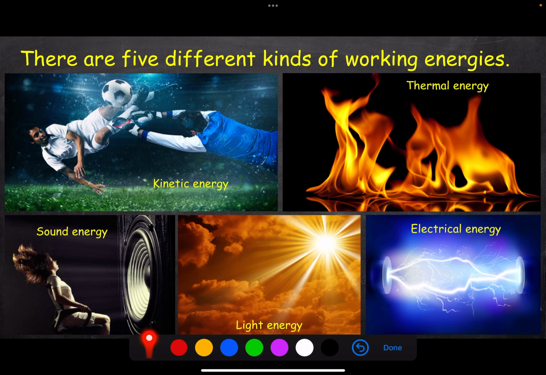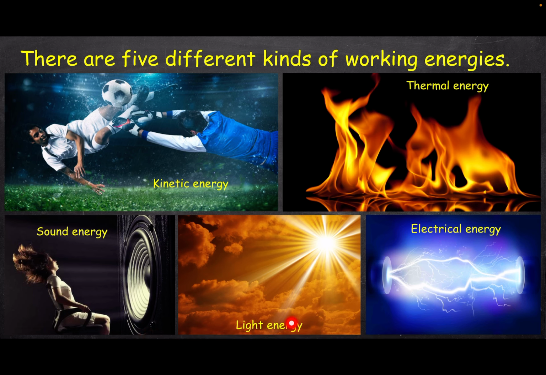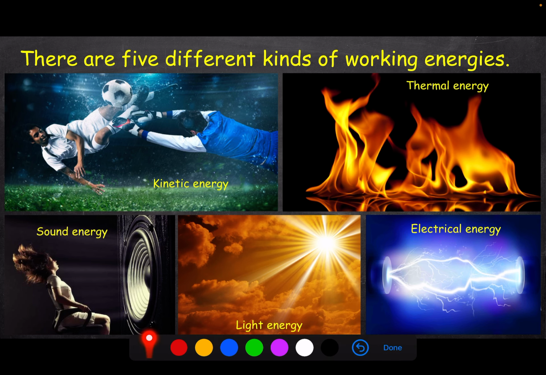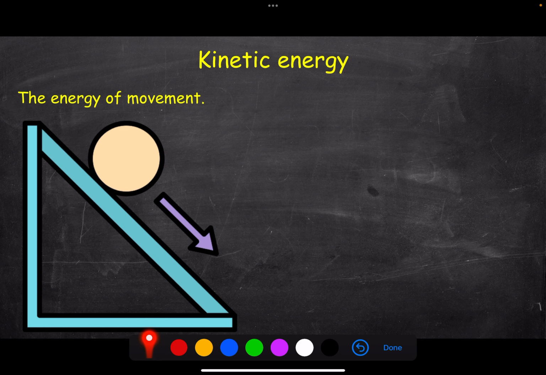So there are 5 different kinds of working energies. There is kinetic energy, thermal energy, sound energy, light energy, and electrical energy. The first one we're looking at is kinetic energy. Kinetic energy is the energy of movement, right? So movement is kinetic energy, and without kinetic energy, you cannot have movement.